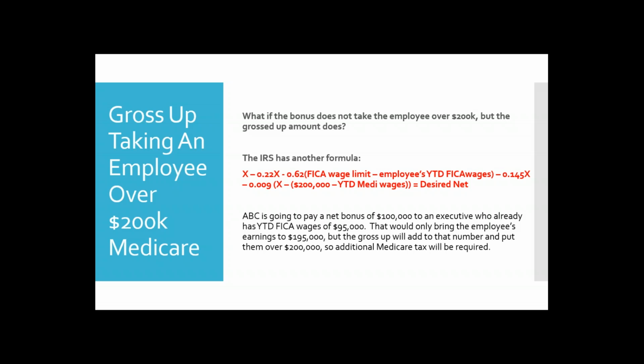ABC wants to pay a net bonus of $100,000 to an employee with year-to-date FICA and Medicare wages of $95,000. Now that would only bring their taxable Medicare wages to $195,000. But when you go through your basic formula, you'll realize that the grossed up amount puts the employee over $200,000. So additional Medicare will need to be applied.